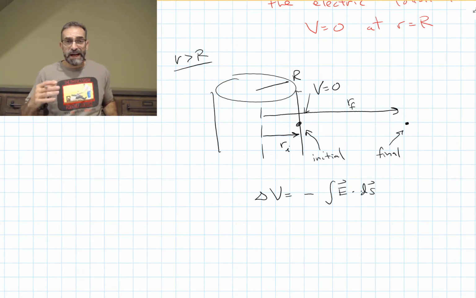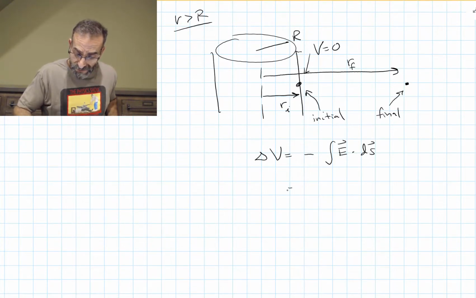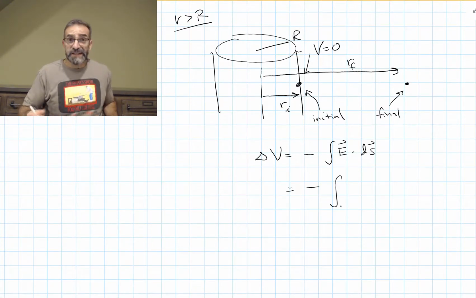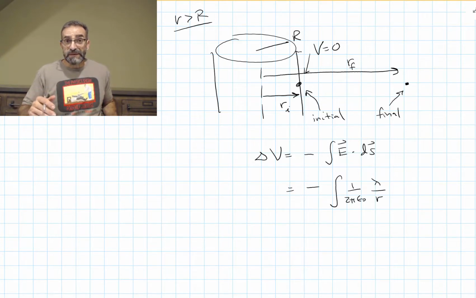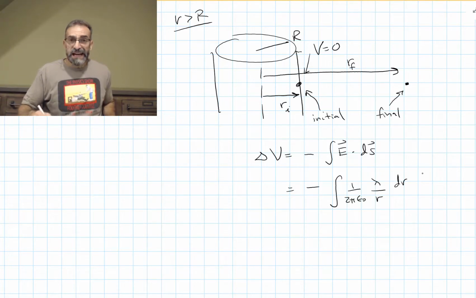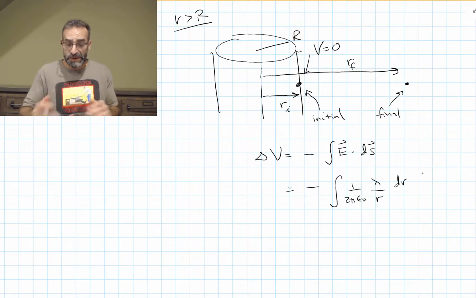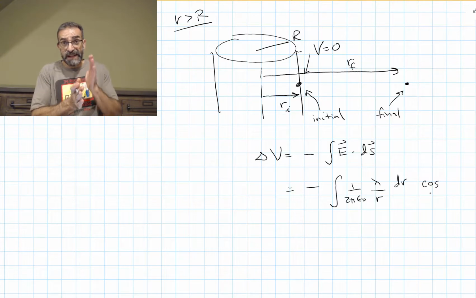Now I'm going to try to get my minus signs right, and in the end I'll just fix it if I'm wrong. So let's see what we get. What is the electric field? Well, I just found that using Gauss's law. There's my electric field. ds in this case is just dr, right? We're moving radially in and out in a cylindrical coordinate system. And the dot product is the cosine of the angle we get when we put the tails together, ds and our electric field.